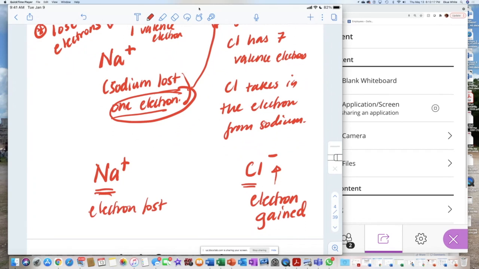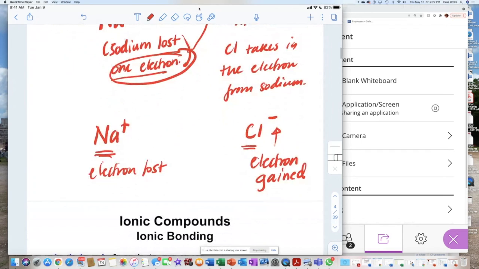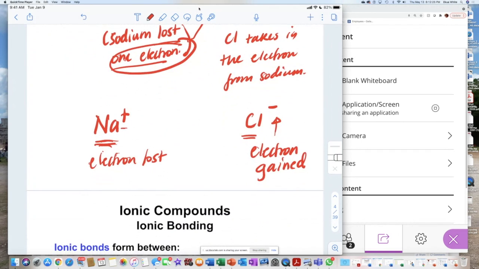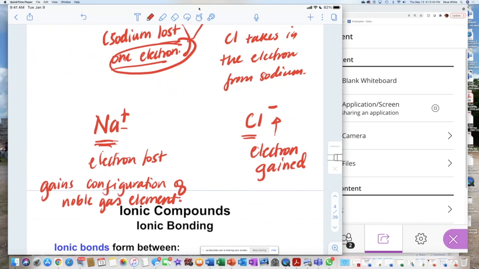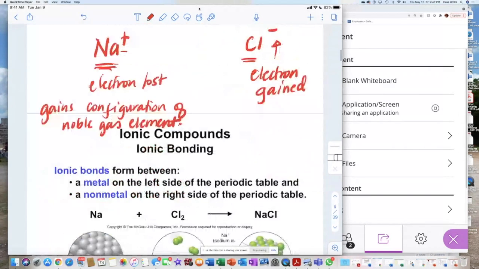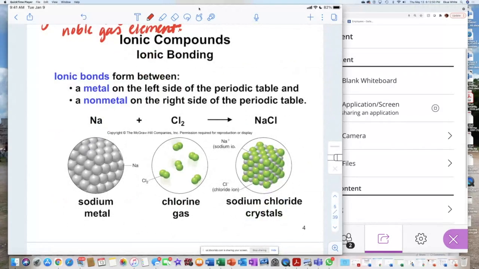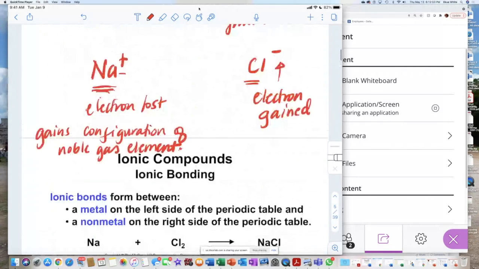Okay, are they stable? Technically, both of these are stable, right? How are they stable? When sodium loses one electron, it now gains the configuration of a noble gas element. Okay, so the question is, how can we justify that? I mean, I can just say a bunch of stuff. How can we justify that here? Okay, so I see that they're kind of going to what I'm going to right now. I want to just show this real quick.